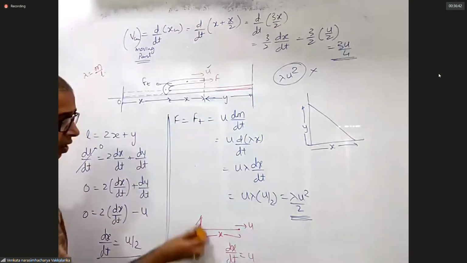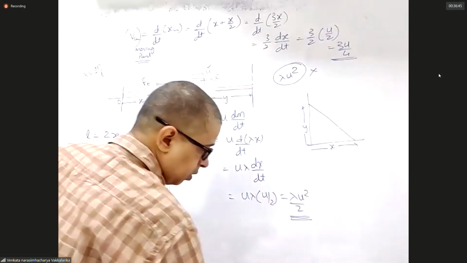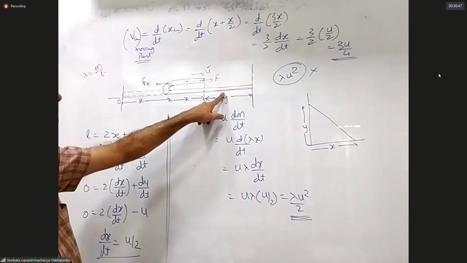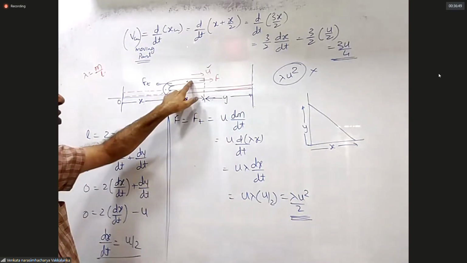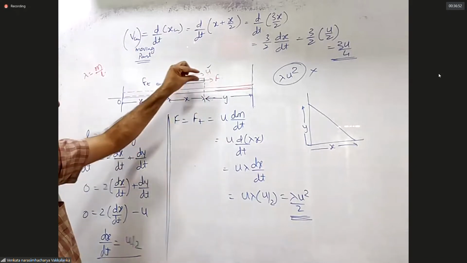But it was said in the question that the carpet does not move on the ground, right? Does not slip. This part doesn't slip. This is moving to the right with the velocity of u, the upper part.